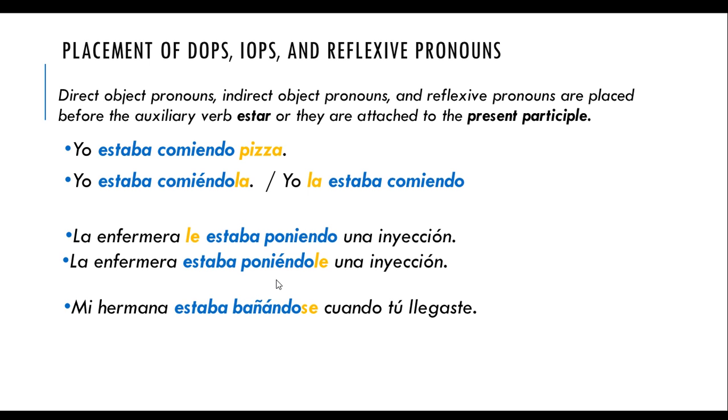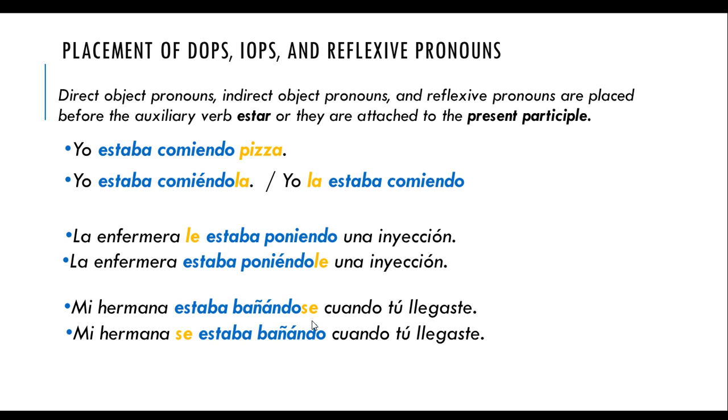Reflexive pronouns. Mi hermana estaba bañándose cuando tú llegaste. So you can also attach them, or you can place it in front of the verb estar. And actually, remember, if you attach it, you add an accent on the A, and here I made a typo. Ignore this accent over the A. If we place the pronoun in front of it, no accent. Ignore that. And then, like my sister was bathing, or taking a bath when you arrive. So here we have a continuous action, and then with the preterite interruption, right?